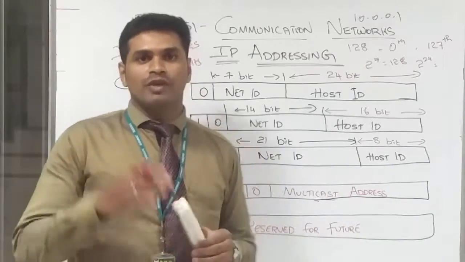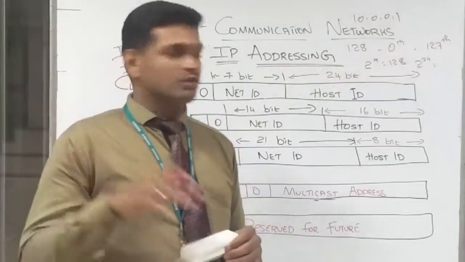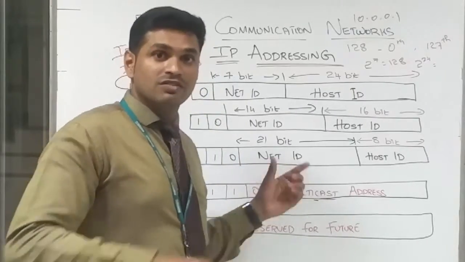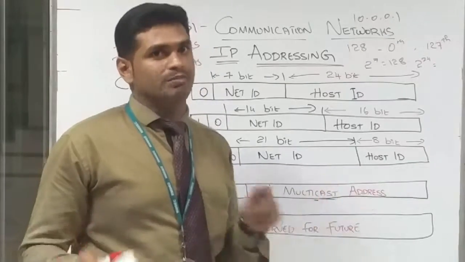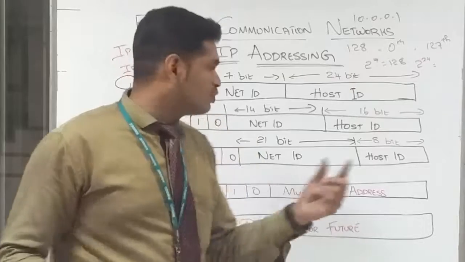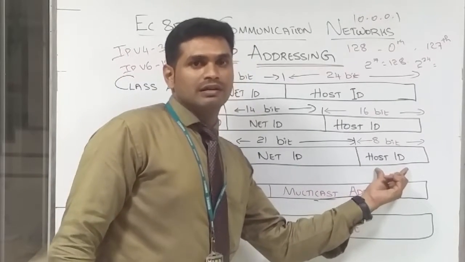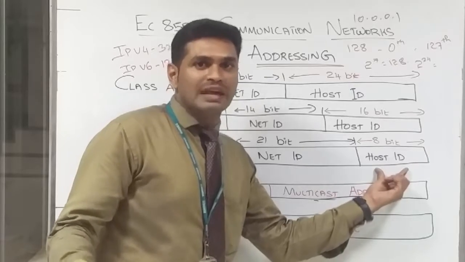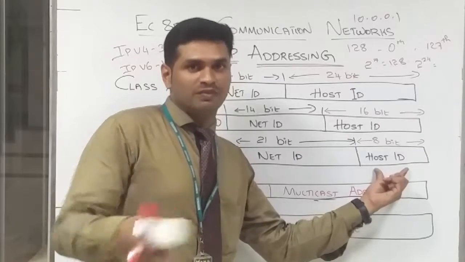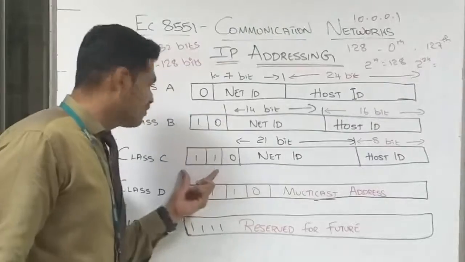So as I told you, for the network ID, 2 power 21 networks can be addressed with class C. It means a large number of networks can be addressed, but within each of these networks you can assign addresses for only 2 power 8 computers. That is, only 256 end devices can be connected to each of these networks. So that is the case of a class C address.